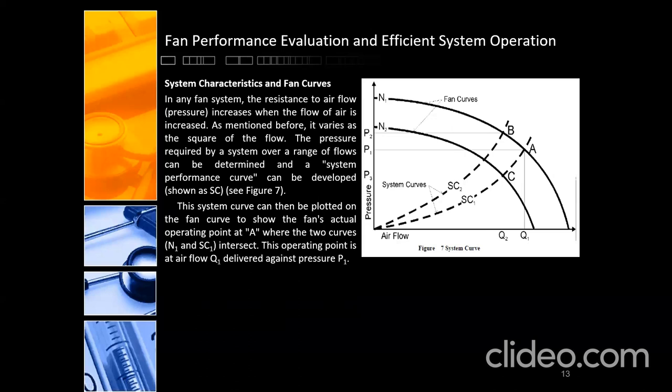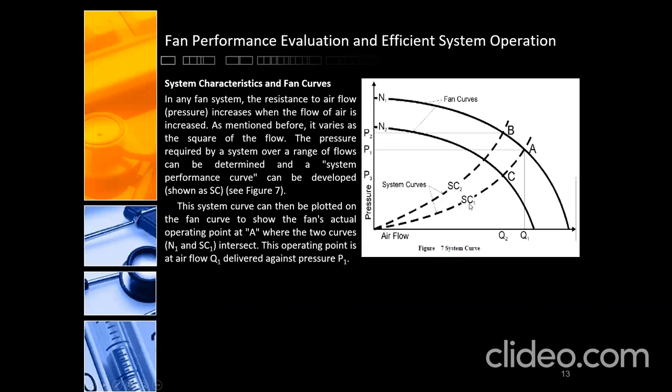As mentioned before, it varies as a square of the flow. Okay? The fan system, hindi yung fan curve, yung system niya. The pressure required by a system over a range of flow can be determined and a system performance curve can be developed, as shown in ito, figure 7.